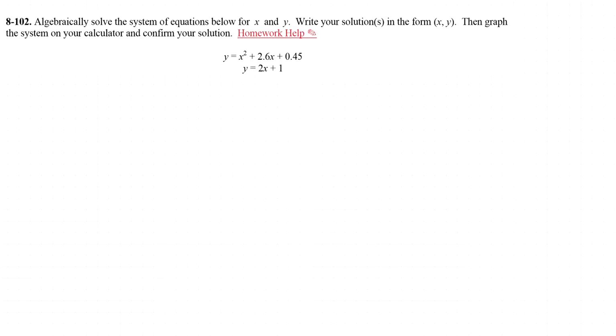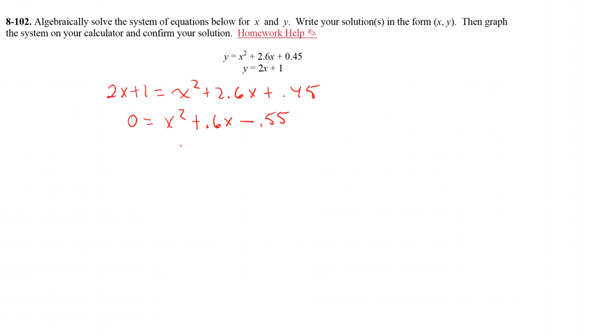So we've learned that since they're both solved for y, we can substitute. So we get 2x plus 1 equals x squared plus 2.6x plus 0.45, and then we want to move everything to one side, so then we get 0 equals x squared plus 0.6x minus 0.55. And so now we have a quadratic, so we want to solve this.